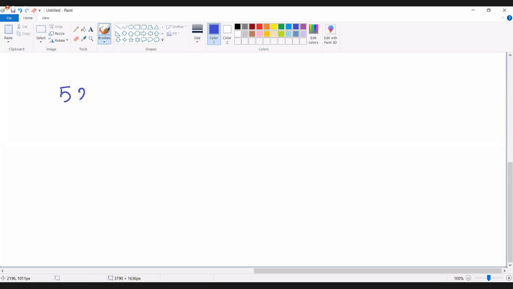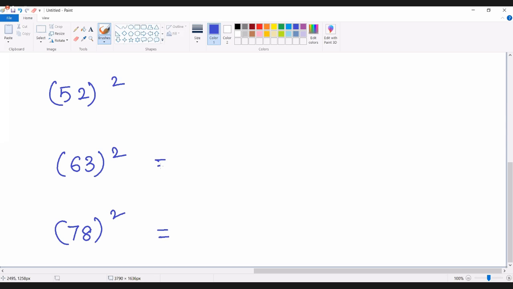Let's assume I want to find out what is 52 square. Tell me what is the value of 63 square. Tell me the value of 78 square. Do these calculations. Tell me the answer for these 3 squares quickly. Try to save your time. That's the idea.